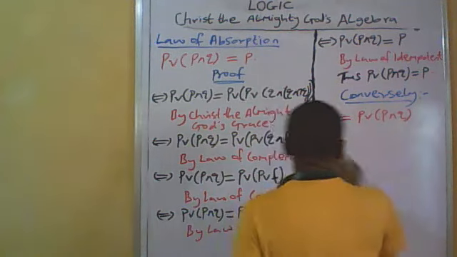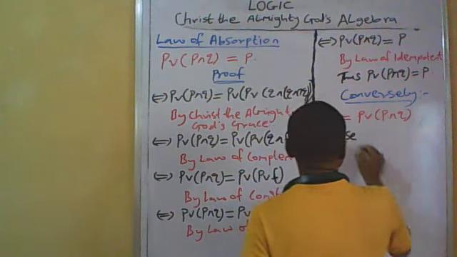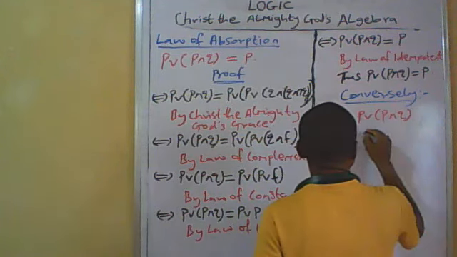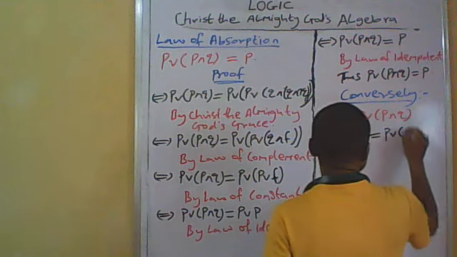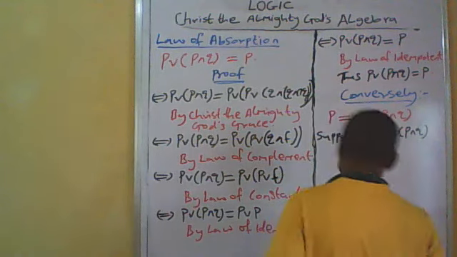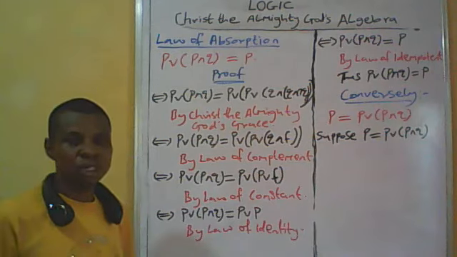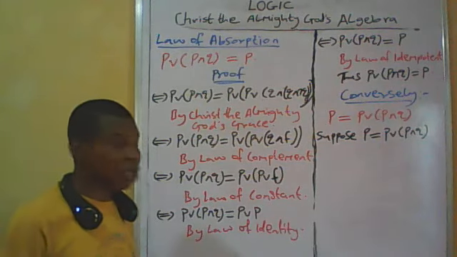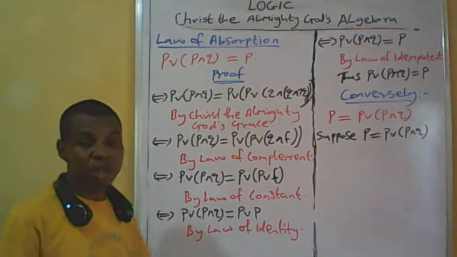Then we say suppose P is equal to P or bracket P and Q. Now we are showing that the statement is true. That means it is an equation. Both sides of the equation are equal and are logically equivalent.